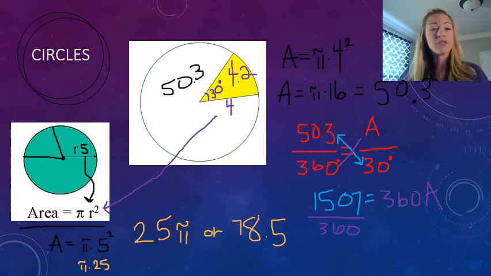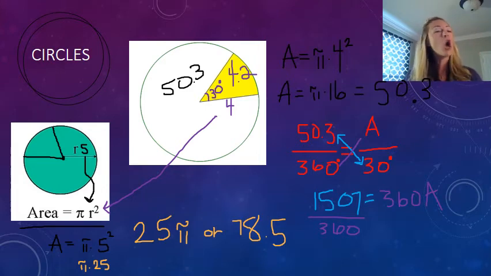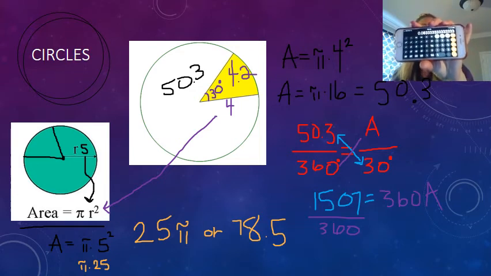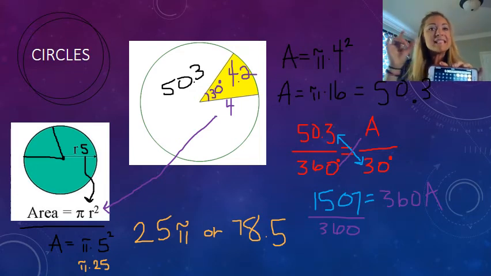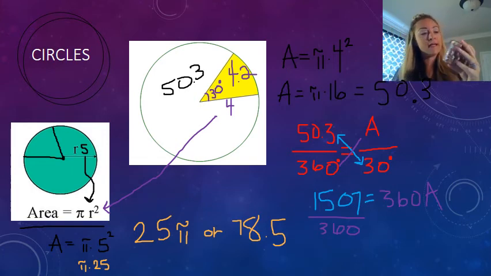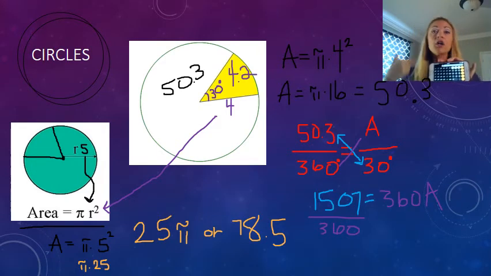Now, here's the other option. The other option is basically to figure out what percent 30 degrees is of 360. Okay, so again, you could do that on your calculator. You always still have to find the area of the whole circle first. So I would do 30 divided by 360, and I'm getting that. Remember, a decimal is the same as a percent, but you have to shift that decimal over. So the yellow portion is approximately 8% of the entire area.